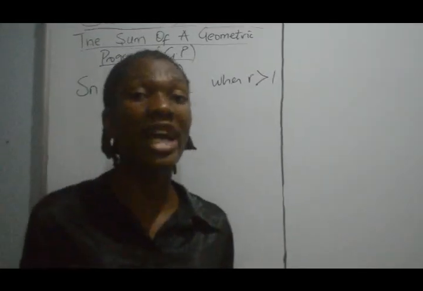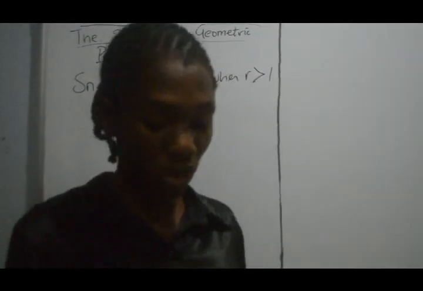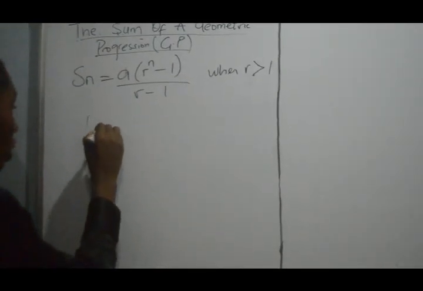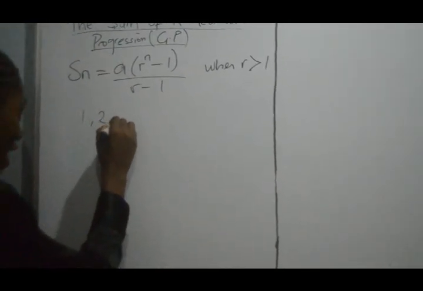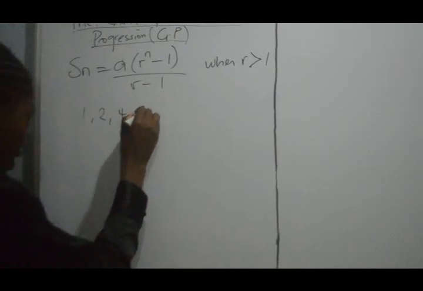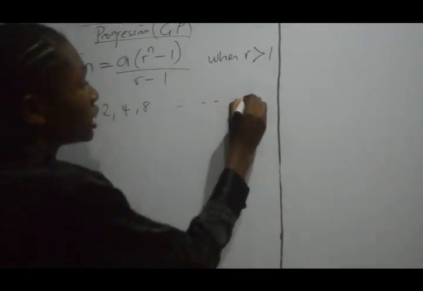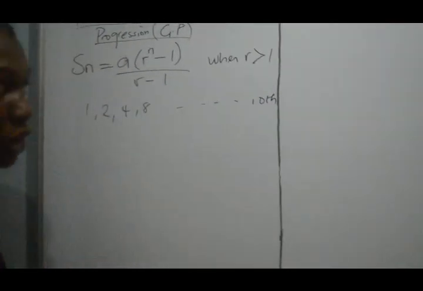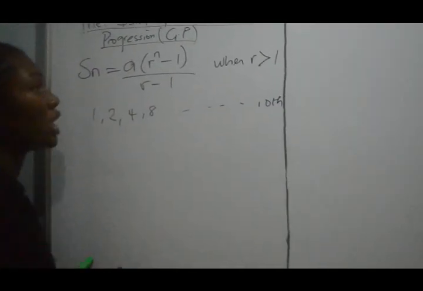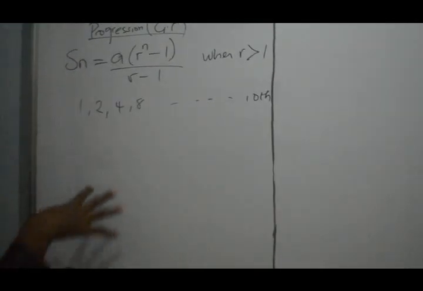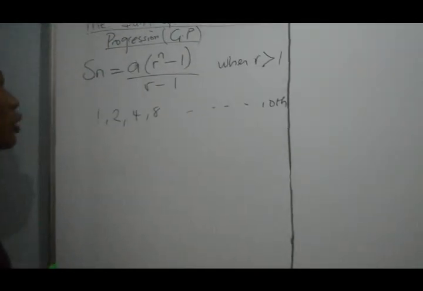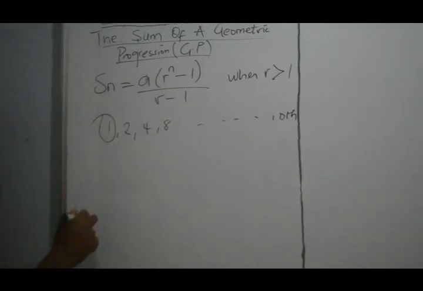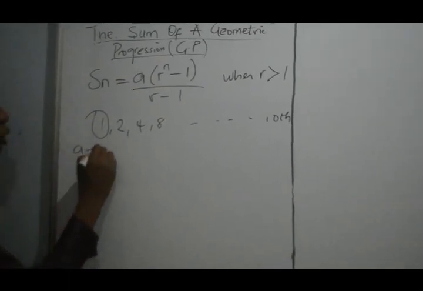Alright, so we are given a question. We are asked to find the sum of a geometric progression, and we are given the following terms: 1, 2, 4, 8, up to the 10th term. We have to find the sum of the geometric progression up to the 10th term. The first thing we need to do here: we have gotten our a already. Our first term is our first number, so our a is equal to 1.